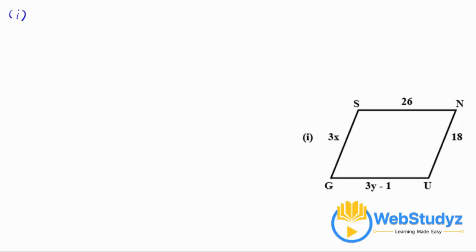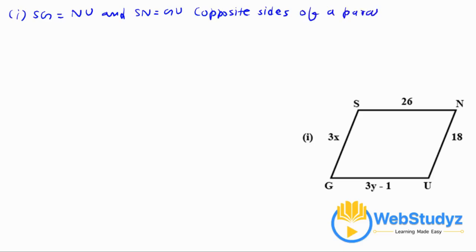In the first figure, we have given that side SG is equal to NU and SN is equal to GU, due to the property of parallelogram, that is opposite sides. These are opposite sides of a parallelogram, so they must be equal.